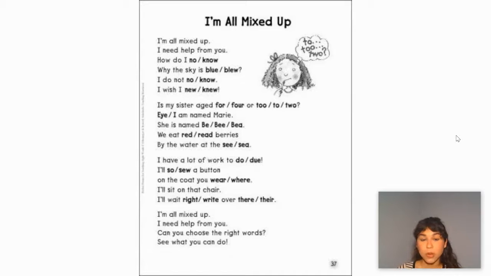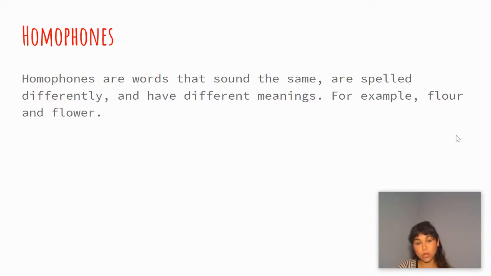Okay, so is there anything that you noticed in the poem? Yes, you may have noticed that there are words that are in bold and there's two of them right next to each other with a slash. These words are called homophones. Homophones are words that sound the same, they're spelled differently, and they have different meanings.